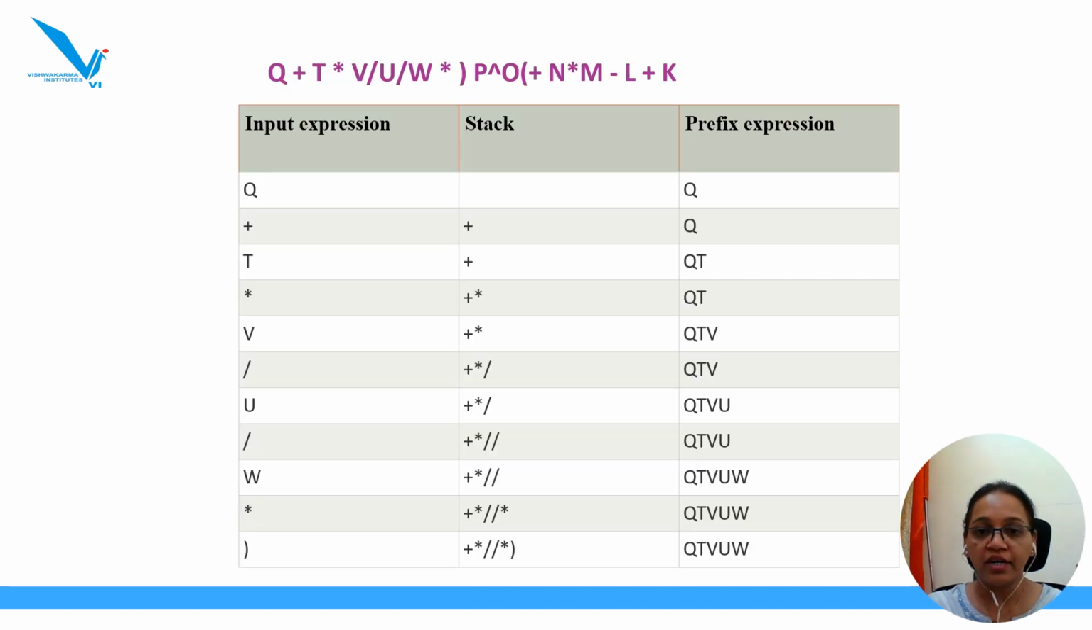So let us create a table. Okay, and this is my reversed expression. So the first symbol I am going to scan is q. Is q an operator or operand? It is an operand. So I directly put it into the prefix expression, print it. The next one is plus. Plus is an operator.